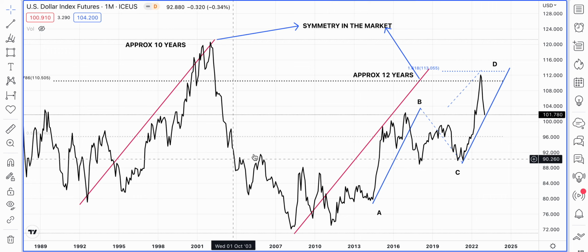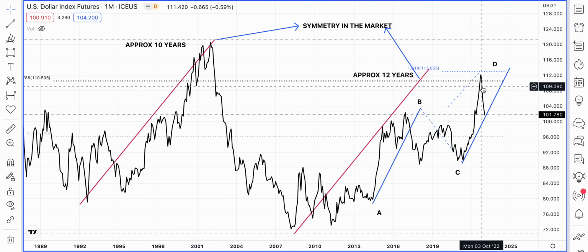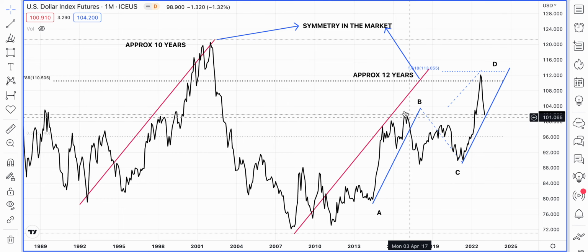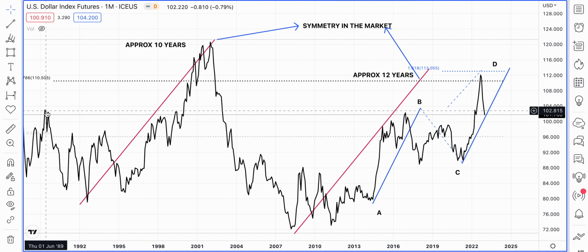So what you can see in here is that after reaching this level, the dollar has had a sharp pullback. It's pretty much at the structural support around here. We also get a level going back all the way to 89.